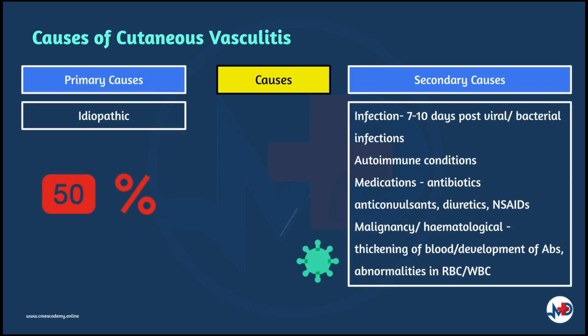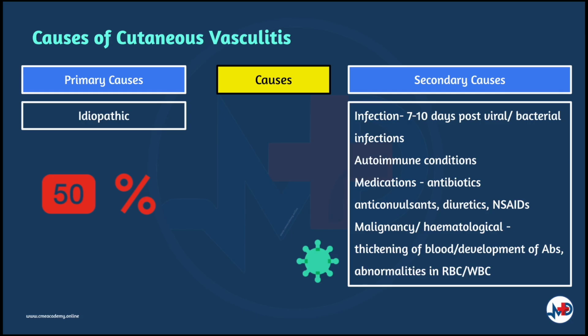The causes of cutaneous vasculitis may be divided into primary and secondary. Under primary causes, you would have idiopathic, which is seen in 50% of cases. Examples of secondary causes, on the other hand, include infections, especially 7 to 10 days post-viral infections such as hepatitis B, C, HIV, Epstein-Barr virus, or post-bacterial infections such as TB, Staphylococcus or Streptococcus, autoimmune conditions like rheumatoid arthritis, SLE, and inflammatory bowel disease. Other secondary causes may include medications like antibiotics such as penicillins and sulfonamide, anticonvulsants, diuretics like thiazides, NSAIDs, and oral contraceptive pills.